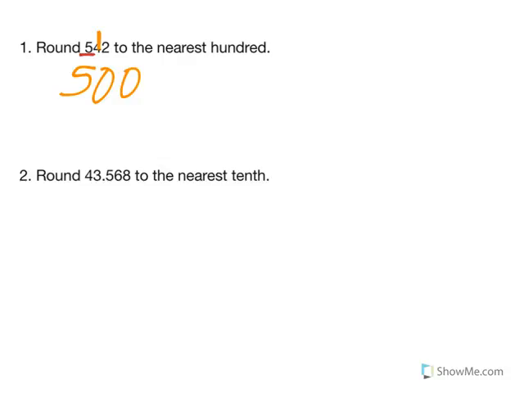In number 2, we want to round 43 and 568 thousandths to the nearest 10th. Well, 10th is the 5 spot. If I look past it at the 6, 6 rounds up. So my first number is 43 point. Now the 10th goes up, so it becomes a 6. And because we're rounding to the nearest 10th, that's the last place. And boom, our number is cut off.